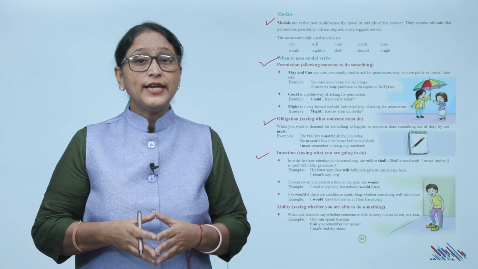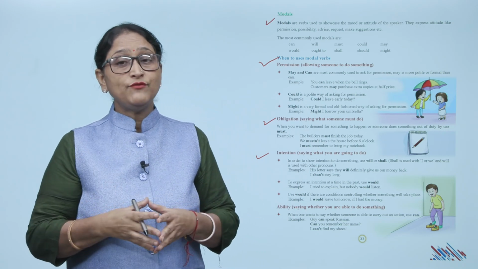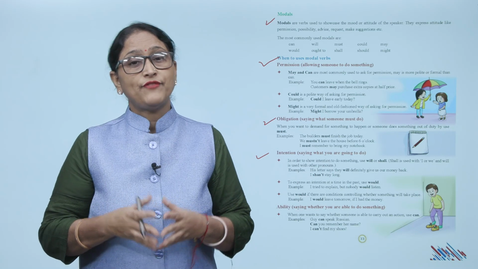Now use would if there are conditions controlling whether something will take place. Example, I would leave tomorrow if I had the money.